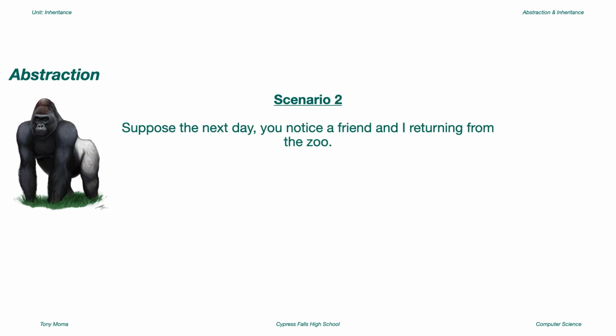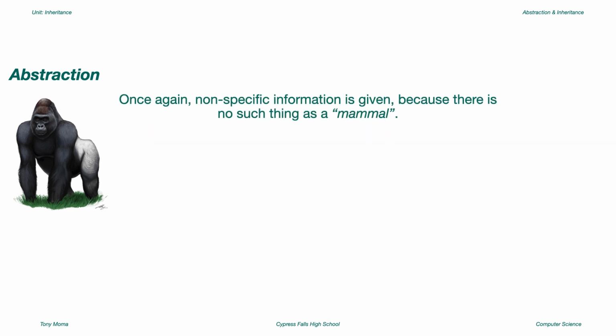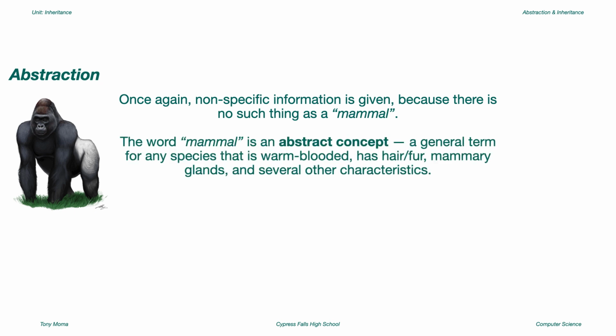Scenario 2. Now suppose the next day you notice a friend and I are returning from the zoo. You then ask, what animals did you see? And I respond, we saw mammals. Once again, non-specific information is given because there is no such thing as a mammal. The word mammal is an abstract concept, a general term for any species that is warm-blooded, has hair or fur, mammary glands, and several other characteristics.